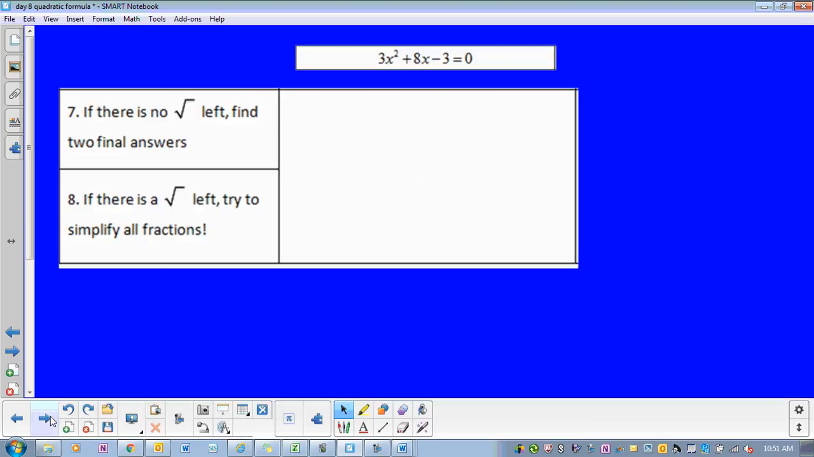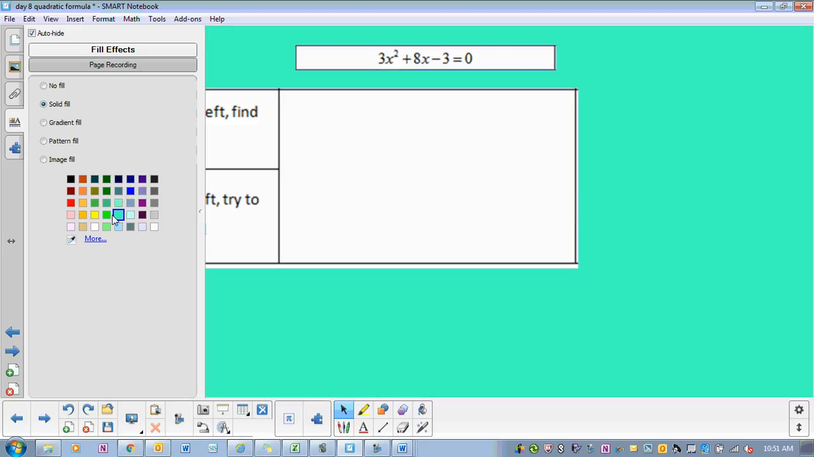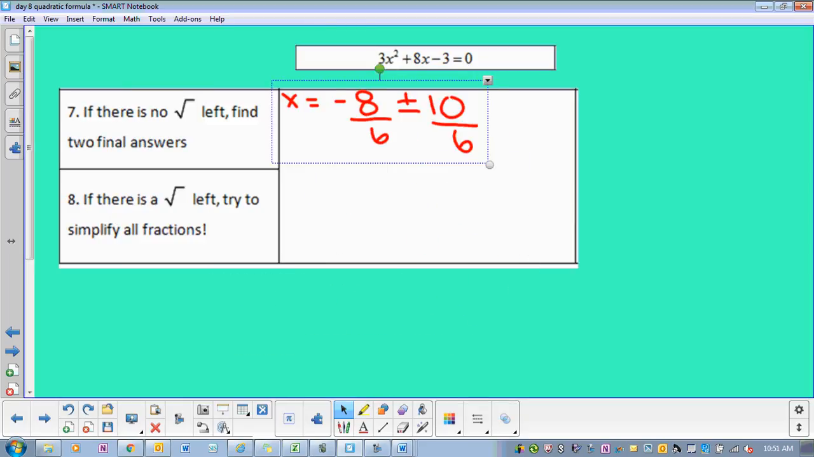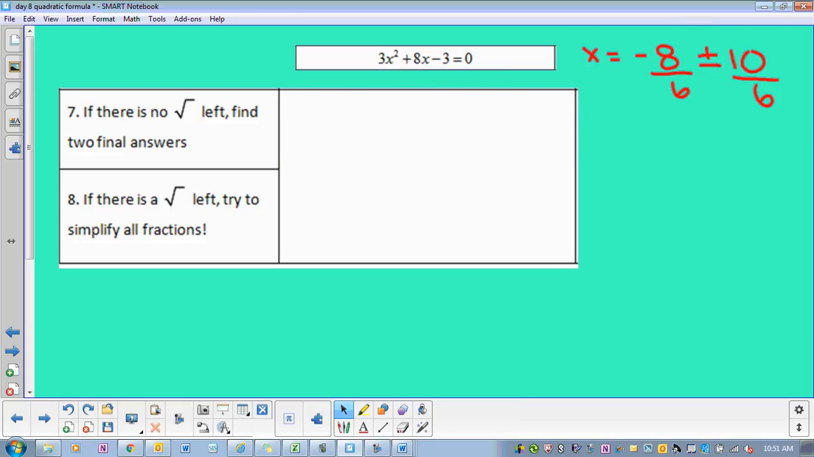I'm going to look at step 7. So I'm here. I have this from my last step. It says, step 7, if there is no radical left, no square root left, find your 2 final answers. Step 8 says, if there is a square root left, try to simplify all your fractions. Guys, do we have a square root? No. So that means I don't need this one. I'm looking at step 7. Does that make sense?